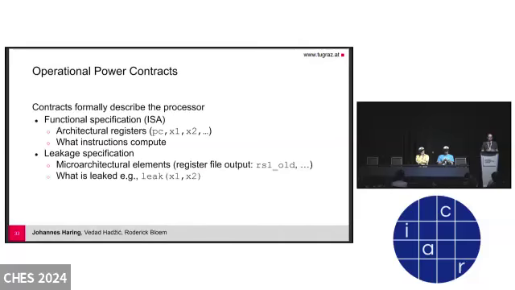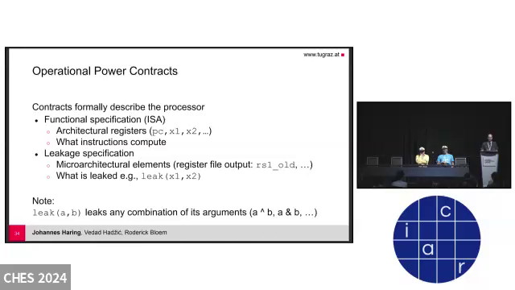And we need to specify leaks which are possible within the contract. Each of those leak statements is one possible way for an attacker to place a probe. And in this case, if we specify that X1 and X2 are being leaked together, we mean that any possible combination of the two arguments is being leaked. So for instance, A and B or A XOR B.